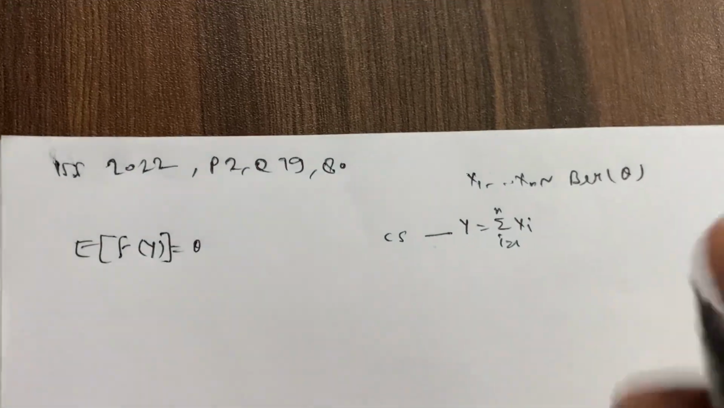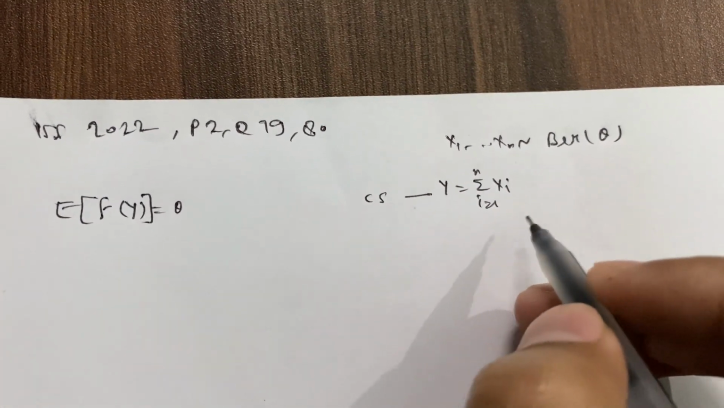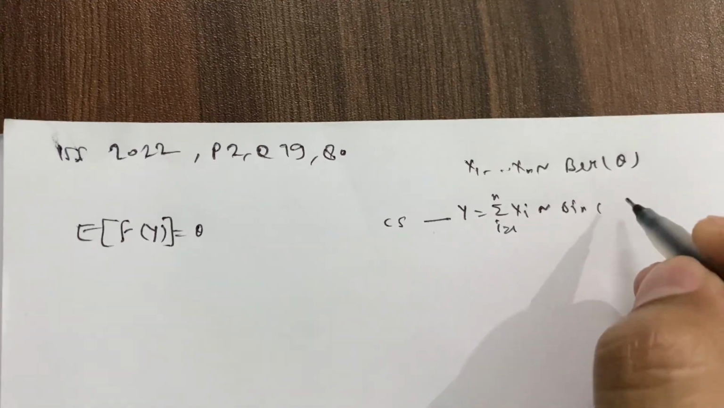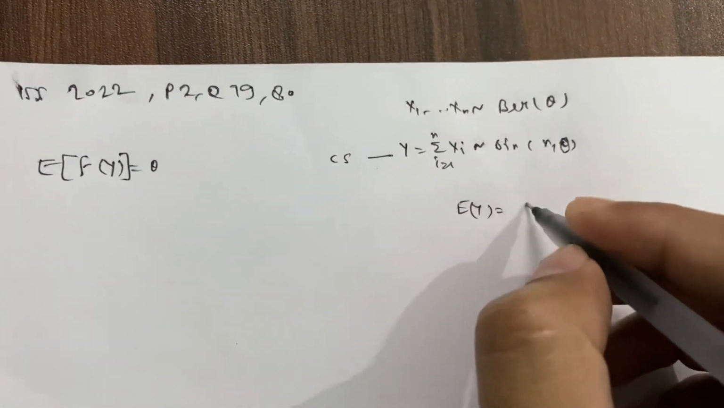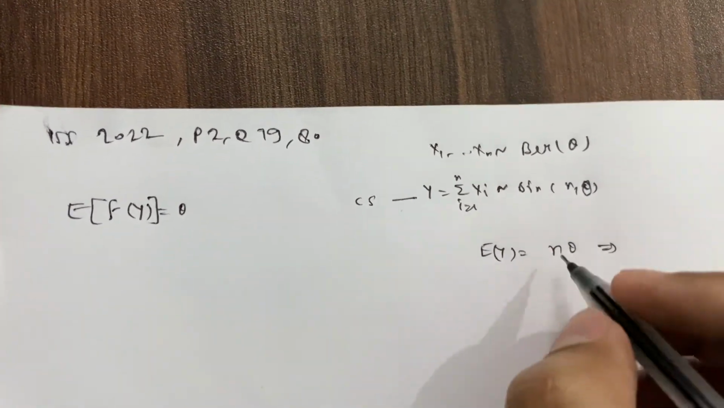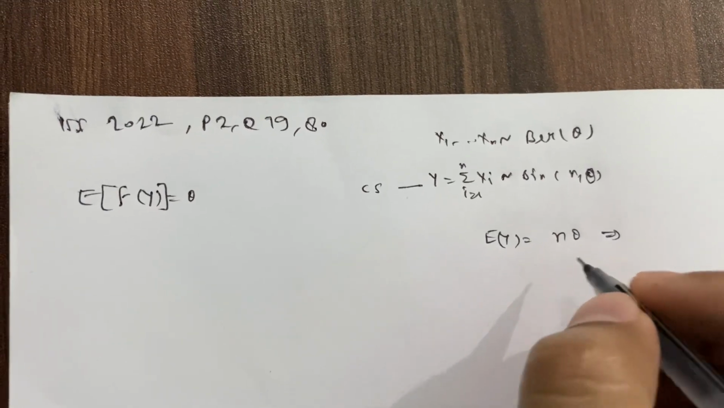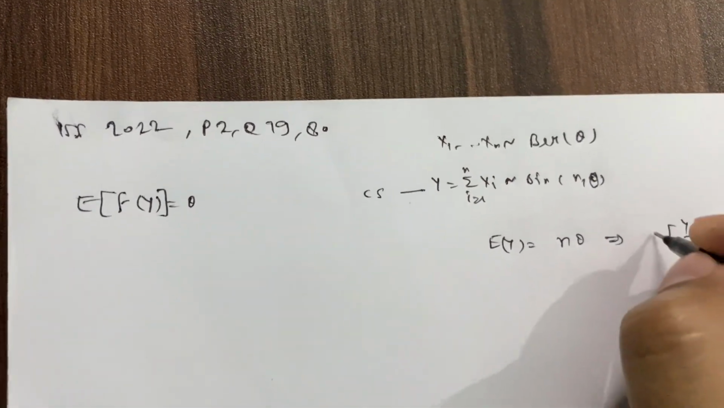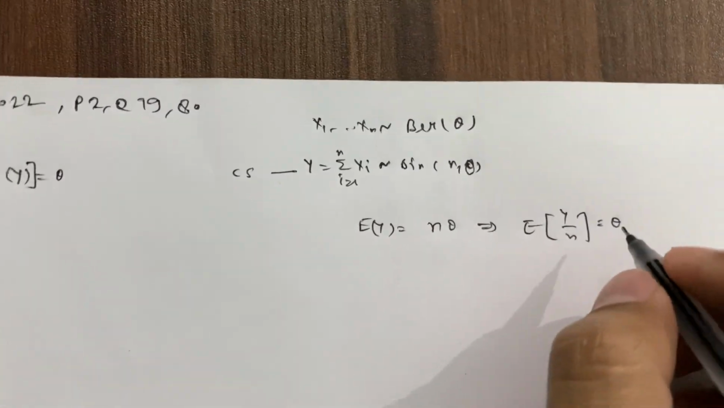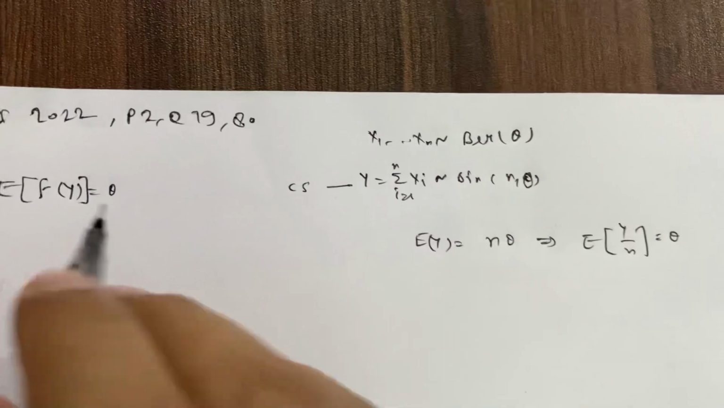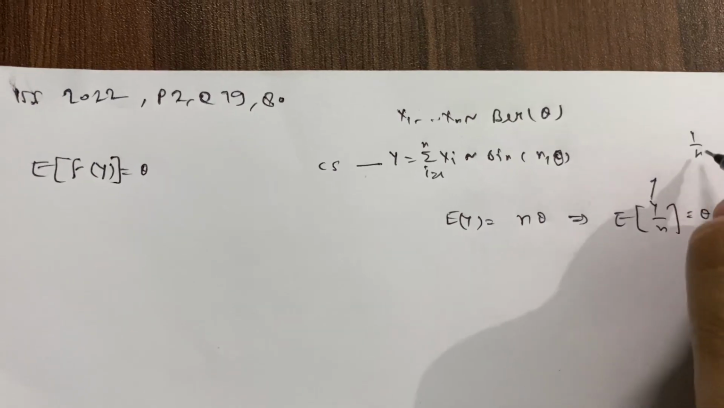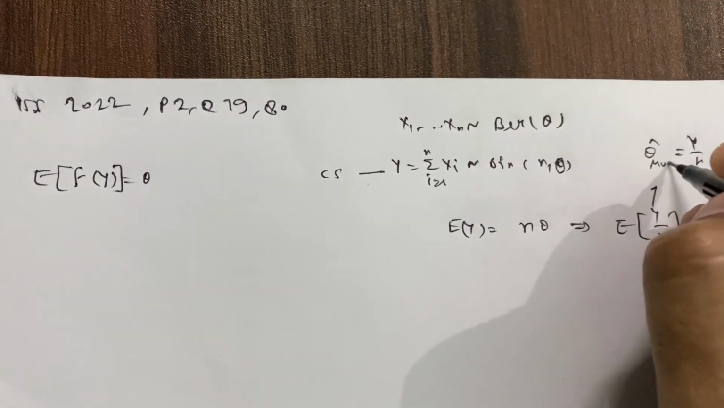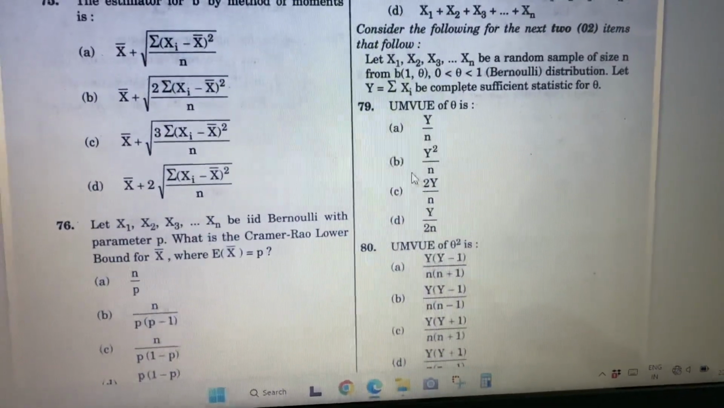We know that if X1 to Xn is following Bernoulli, then summation of Xi will follow a binomial distribution with parameter n comma theta. This further implies that expectation of Y is equal to n theta. Now since theta is a parameter and n is constant, we can move n to the left hand side, and we get expectation of Y by n is equal to theta. So we have found a function of Y which is unbiased for theta, so this implies that Y by n is the UMVUE for theta. So for question number 79, option A is correct.